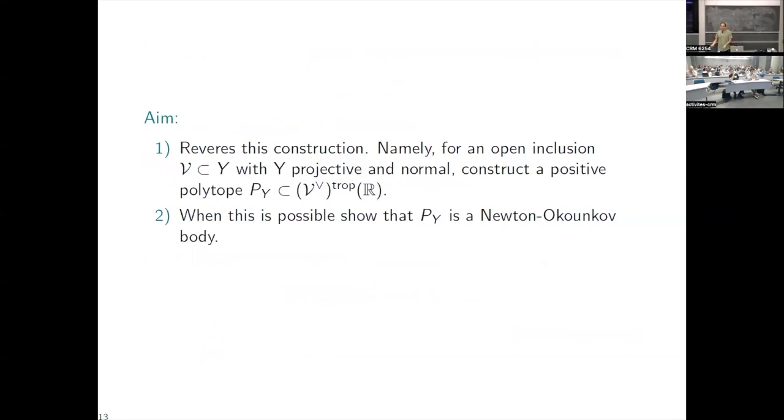So the aim of my talk is to reverse this construction, namely given an open inclusion of a cluster variety into a projective and normal variety Y, I would like to construct the corresponding positive set. And second, when this is possible, show that this is actually a Newton-Okounkov body. Okay, so let me now discuss Newton-Okounkov bodies. Are there any questions so far?